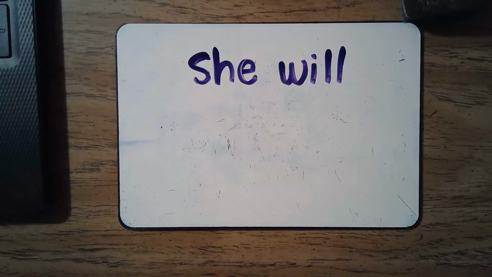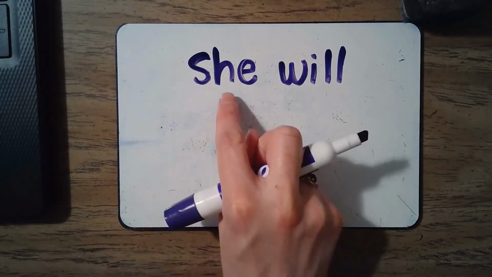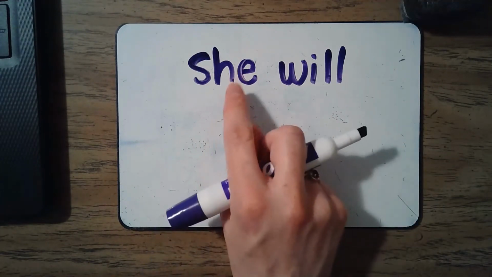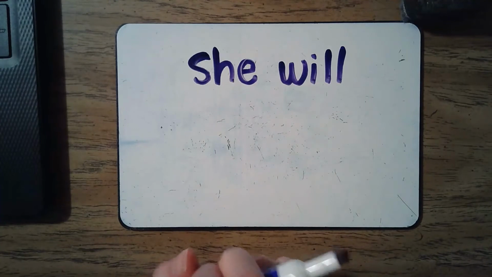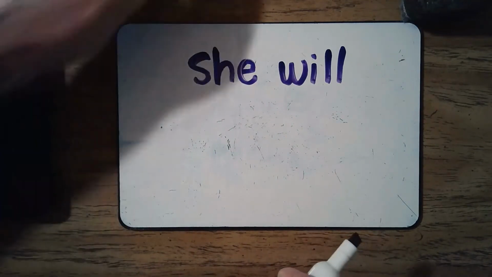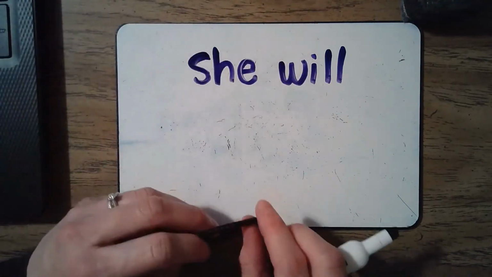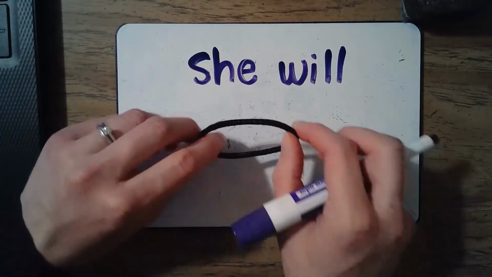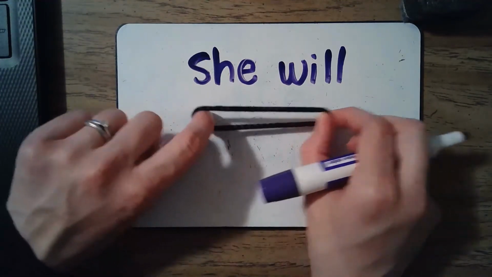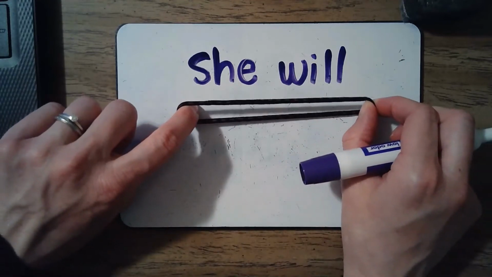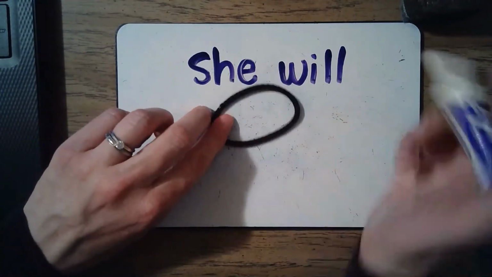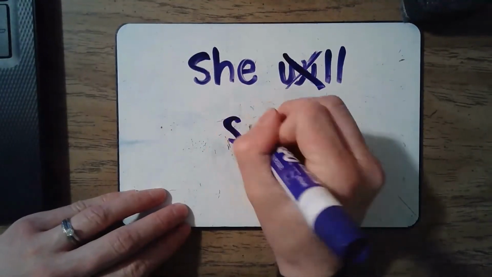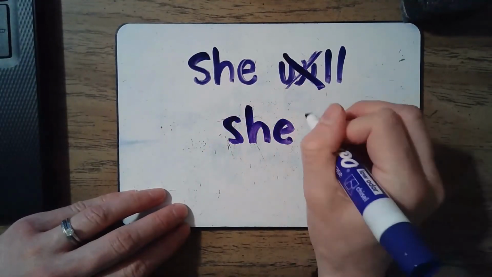The last example we're going to look at is the words she will. Maybe in our sentence we say, she will go to the beach. Another way we can say that, a shortcut way, is to say she'll. She'll go to the beach. So we're going to take those words, she will, stretched out, and we're going to contract it. We're going to get rid of two letters this time to make the word she'll.